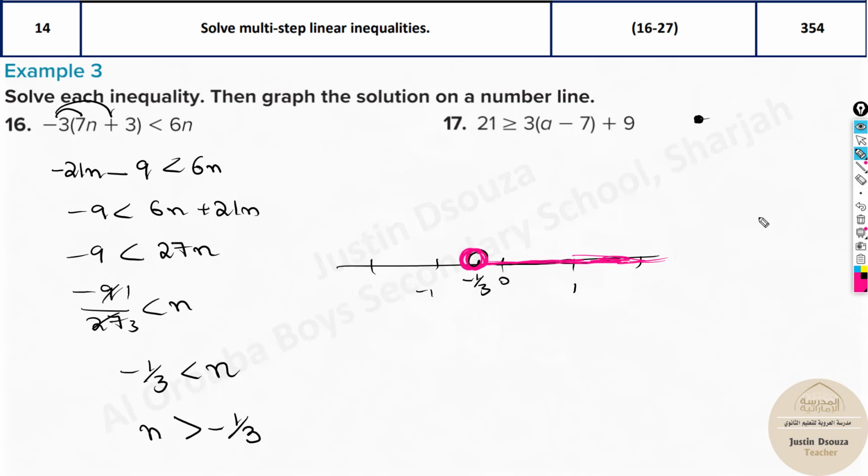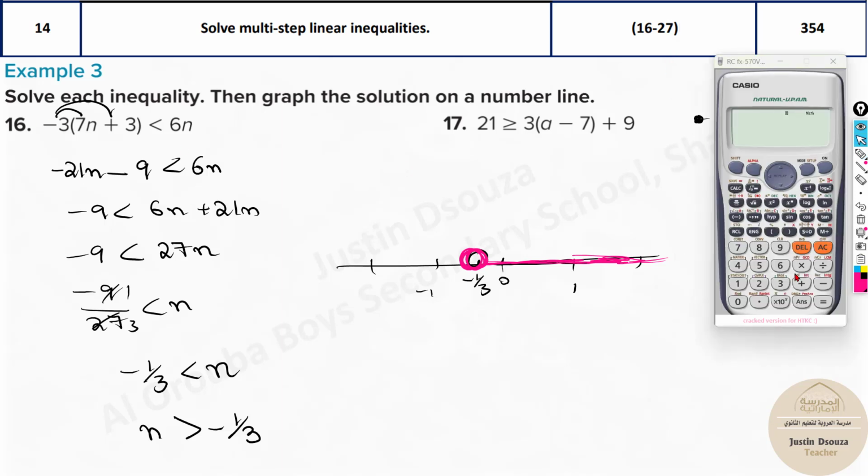That's it. Now let's try it using the calculator. Let's take out our calculators. If you solve this directly in the calculator, negative 3 times 7 alpha x plus n. The variable n is written as variable x in the calculator. Write the inequality as an equal symbol, 6x. Now shift and solve. What is the answer you're getting? Negative 0.33, which is negative 1/3. But now where does the inequality go? That is the biggest question.